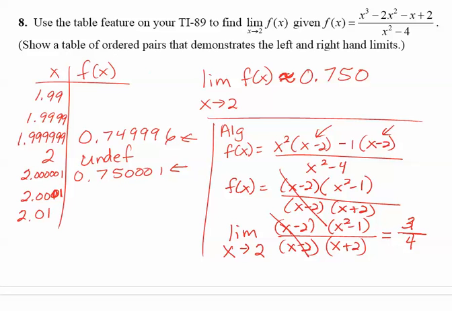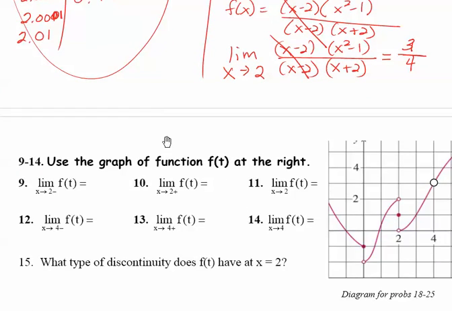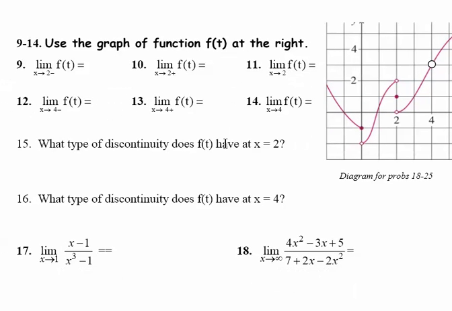Okay, but we're not always going to be able to factor and cancel, so I want you to know how to use the table feature on your calculator. All right, so some quick work here from a graph. The left-hand limit as we get close to 2 from the left side, we get close to a y-coordinate of 2. As we approach 2 from the right side, we get close to a value of 0. So since these two do not agree, we know the overall limit does not exist.